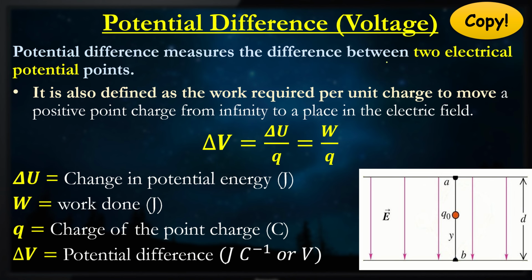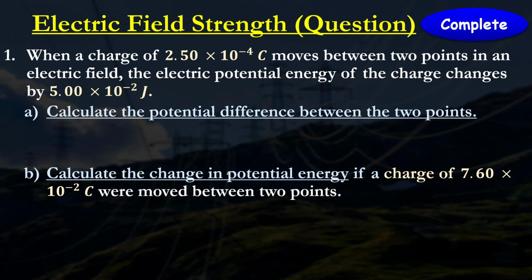Potential difference measures the difference in two electric potential points. It's also defined as the work required per unit charge to move a positive charge from infinity to a place in the electric field. So any position within this electric field will have a potential difference. Okay, so that's what we mean there. Alright, so let's go through some calculations, and then that will wrap up the lesson for today.